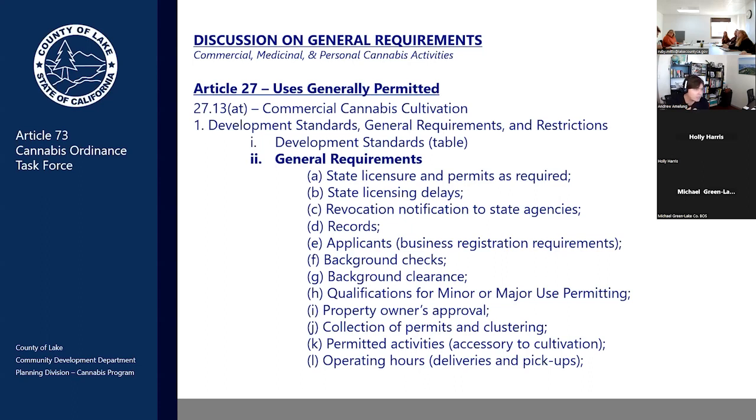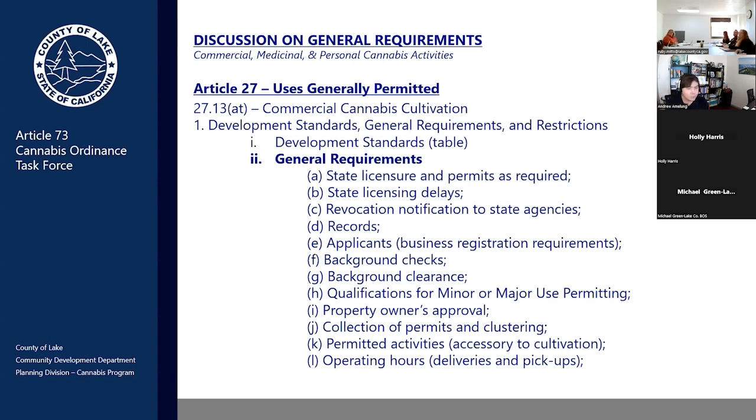Now in Article 2713, subsection AT for commercial cannabis cultivation, we have a handful of general requirements that come after a table for development standards, which we looked at last week. I'm not sure if any of you had the time to review all of these. Maybe you can give a yay or nay, or maybe, or a little bit. We open it up because this is going to be more of an open discussion. We don't have to come to any conclusion at this point.